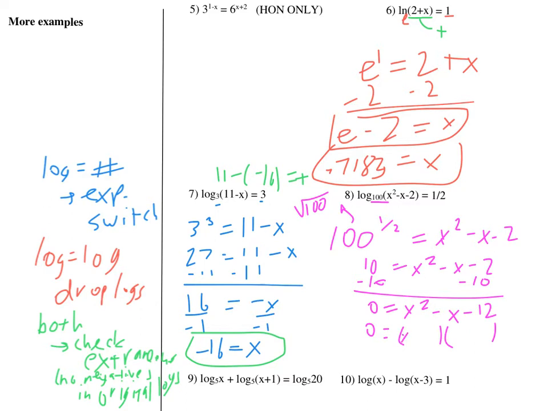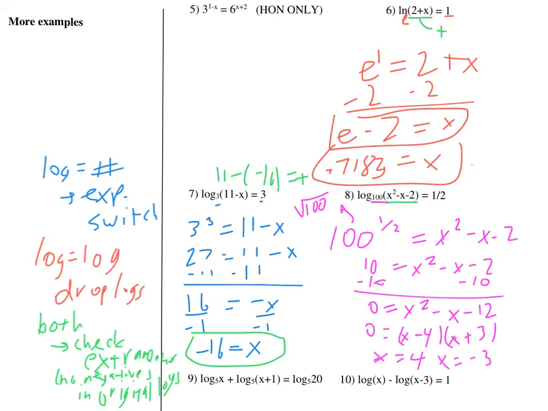It looks like a pretty simple factor here, x minus 4, x plus 3. So we get x equals 4, x equals negative 3. Now we do need to check those for extraneous solutions, and so I'm going to plug them back into the original log, the inside of the log, to make sure it comes out positive.